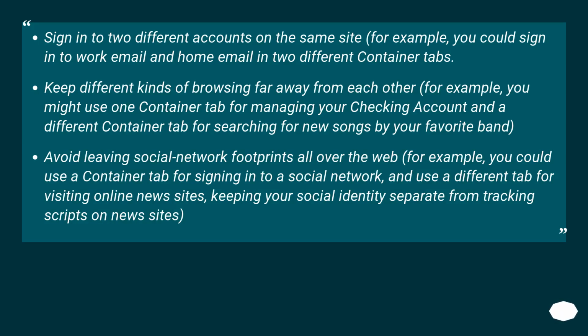Keep different kinds of browsing far away from each other. For example, you might use one container tab for managing your checking account and a different container tab for searching for new songs by your favorite band. Avoid leaving social network footprints all over the web. For example, you could use a container tab for signing into a social network, and use a different tab for visiting online news sites, keeping your social identity separate from tracking scripts on news sites.